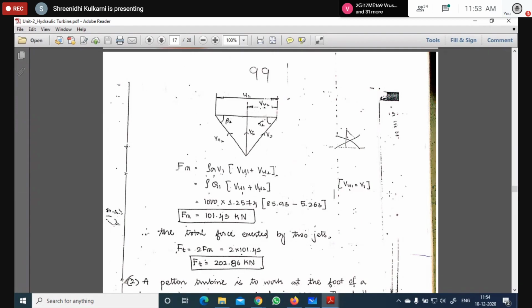While calculating itself, you can make it as 2 because here they asked for total force exerted. So directly you can multiply by 2 here because the number of jets is 2. In this formula, what is VU1 from the velocity triangle? VU1 is V1. Don't scratch your head, sir; V1 is not given, so V1 is equal to VU1.